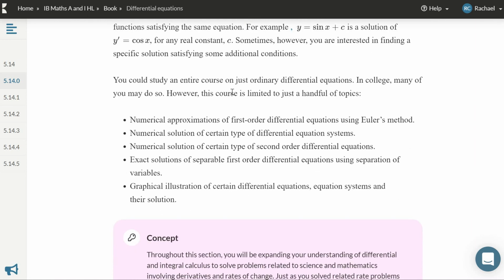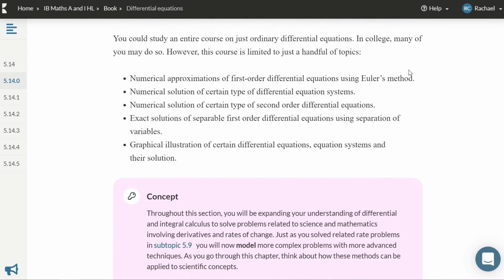And yeah, in college, if you're planning on pursuing an engineering background of some sort, or science and math, you will need to use differential equations. So they may require you to take a differential equations class. In future videos, we'll be going over Euler's method, numerical solutions of certain types of differential equation systems, second order differential equations, exact solutions, and graphical illustrations of what these may look like.